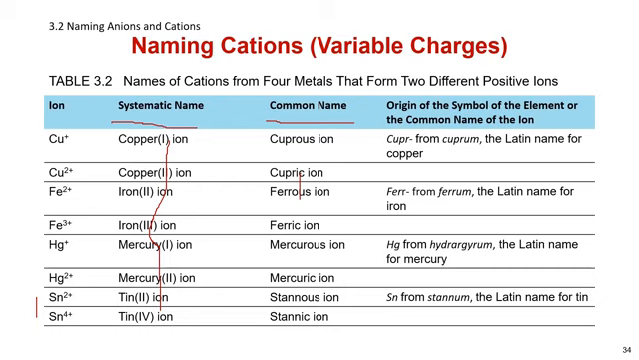Copper oxide is called copper(II) oxide. Oxide is 2 minus, so copper has to be 2 plus. 2 minus, 2 plus. Therefore, it is said to be copper(II) or cupric oxide. This is the systematic name, this is the common name or older name. Iron also has 2 plus, ferrous oxide, and ferric oxide, 3 plus.